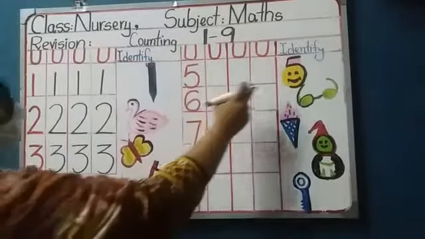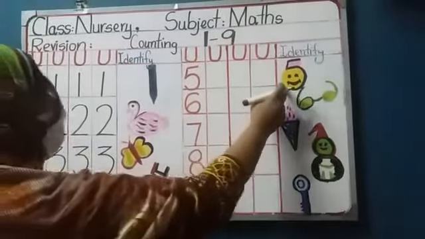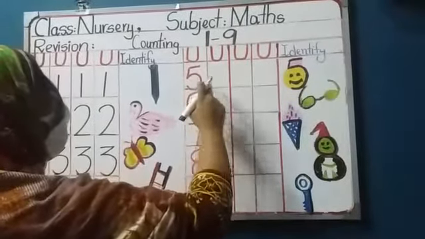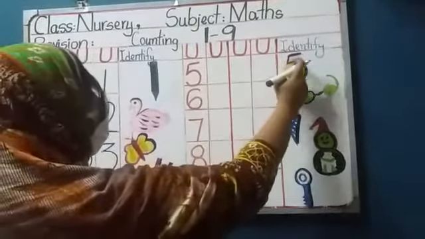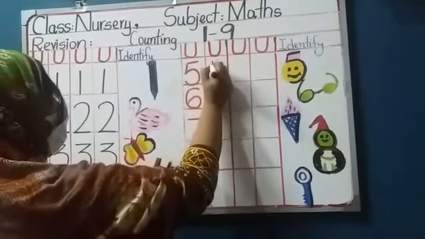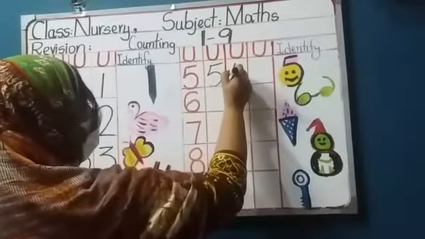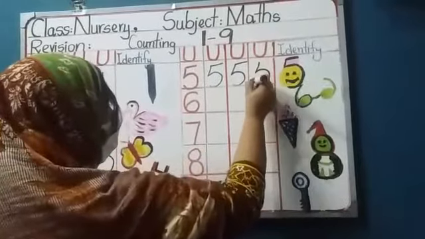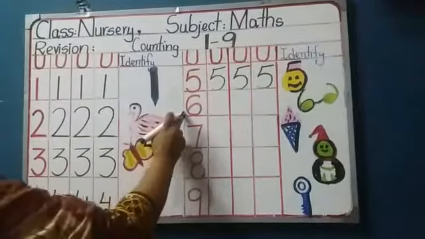Now look at this picture, smiley face. Look, what is this? Smiley face. So we can identify 5, okay? Look, smiley face. Now write with me. 5. Read and write with me. 5.